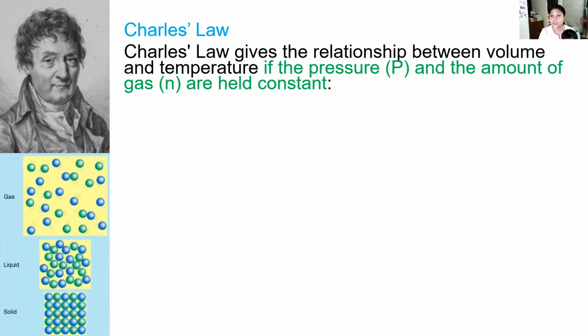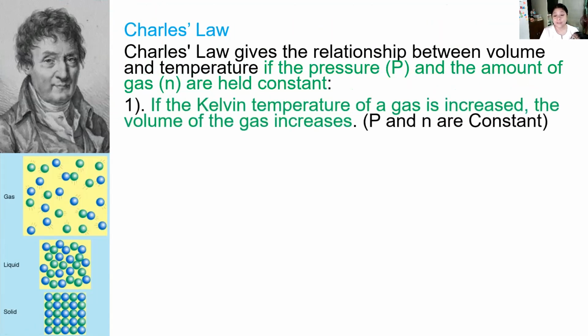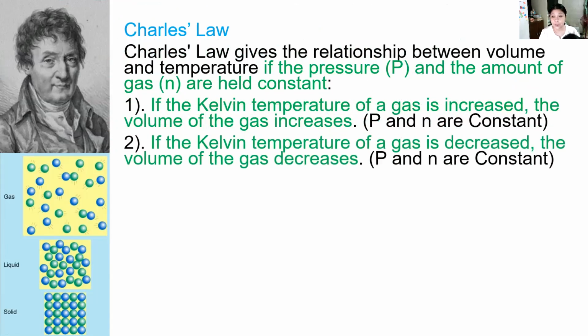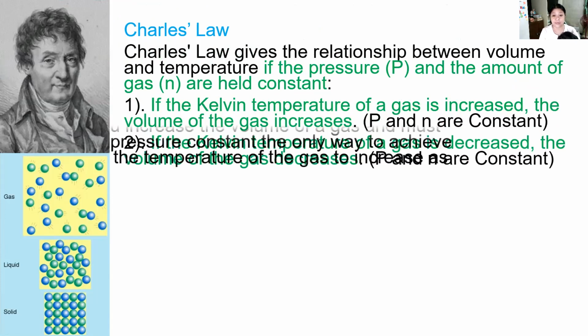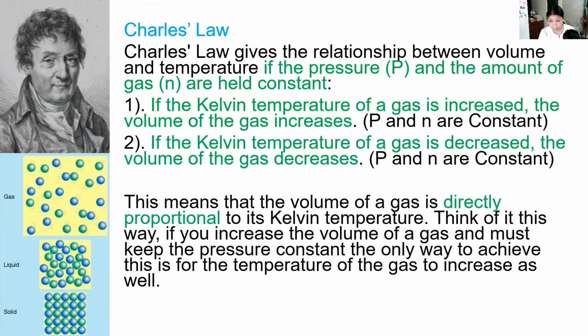Charles' law gives the relationship between volume and temperature if the pressure is constant and the amount of gas is held constant. If the Kelvin temperature of a gas is increased, the volume of the gas increases, P and n constant. If the Kelvin temperature of a gas is decreased, the volume of the gas decreases. This means that the volume of a gas is directly proportional to its Kelvin temperature. Think of it this way. If you increase the volume of gas and must keep the pressure constant, the only way to achieve this is for the temperature of the gas to increase as well.